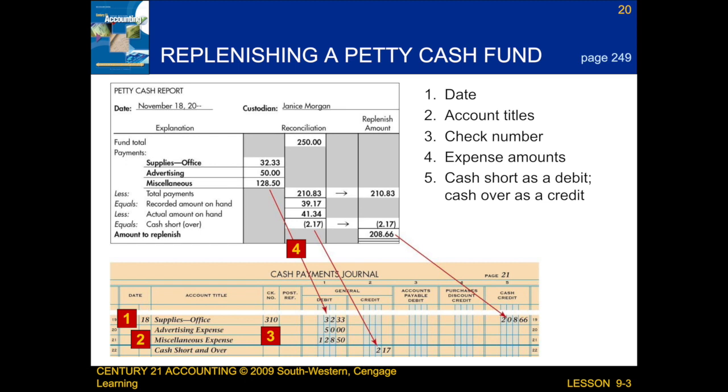Now, cash short is recorded as a debit and cash over is recorded as a credit. So if you notice here, the $2.17 is recorded in the general credit column. That's because it's cash over. Since this amount is cash over, we record it in the general credit column. If this amount had been a cash short, then it would have been recorded in the general debit column.